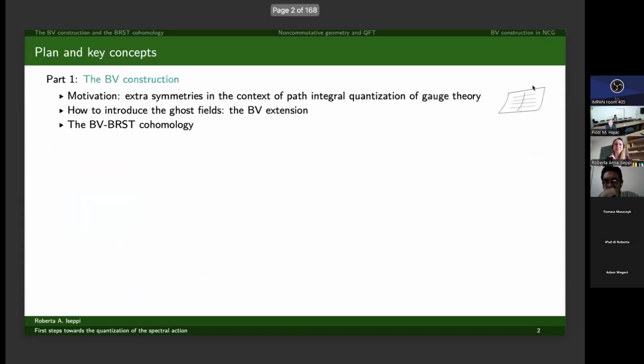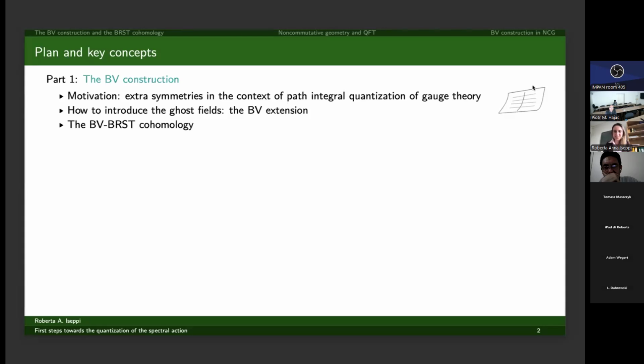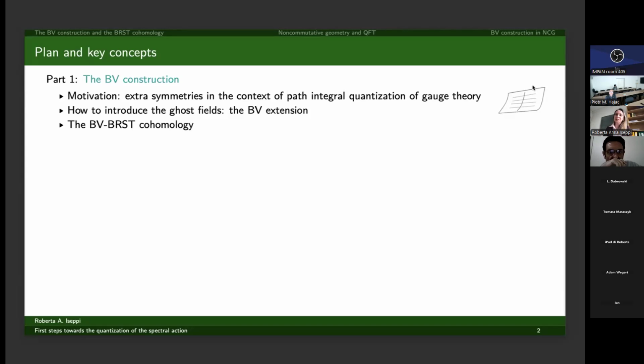So let's say what the program is. As I said, I'm going to present the different parts of the title. I will start with telling you something about this BV construction, also known as the Batalin-Vilkovisky quantization procedure. I will start by telling you the motivation, why one wants to develop all this kind of machinery that, as you are going to see, is made of a few steps and is a bit complicated. But the take-home message is that the reason for dealing with all of this machinery is really trying to quantize path integrals, so to quantize a gauge theory via a path integral.